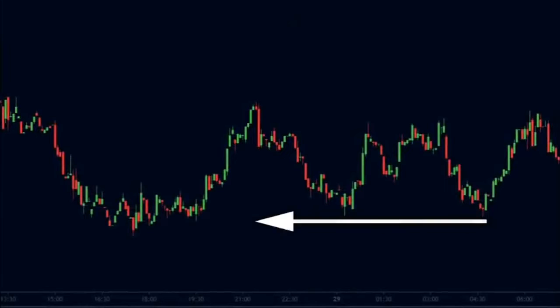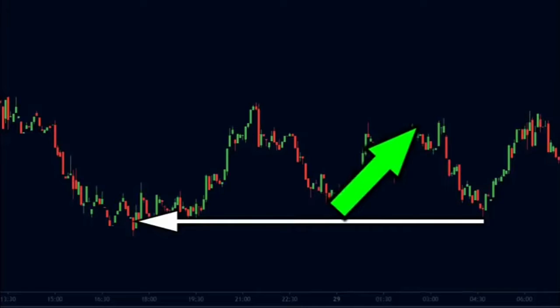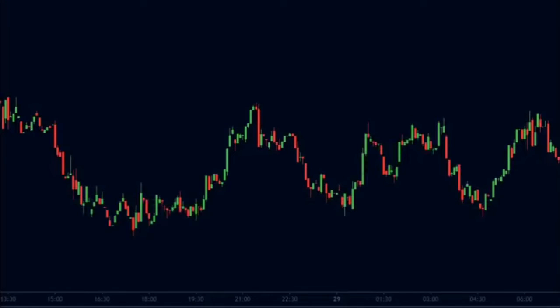The same thing happens at a support level. The traders that sold here were trapped in a losing trade. Therefore, they exited their position here and created buying pressure. Hence, the price went up, and this level became a support level. Support and resistance are one of the foundations of technical analysis. So it becomes very essential to learn how to correctly plot these levels.